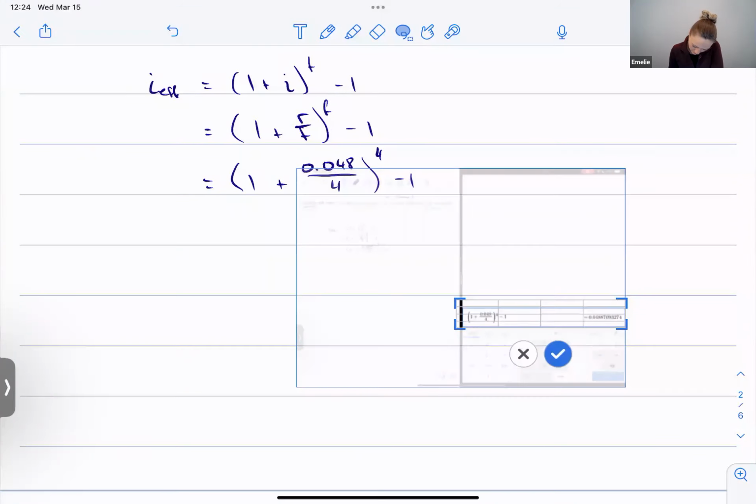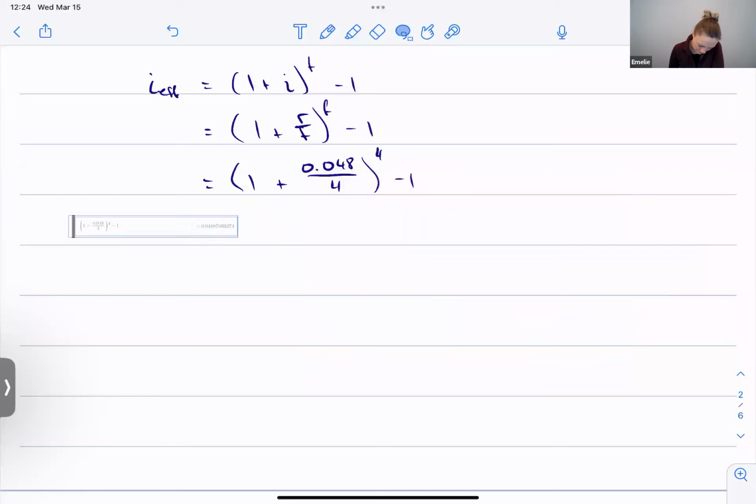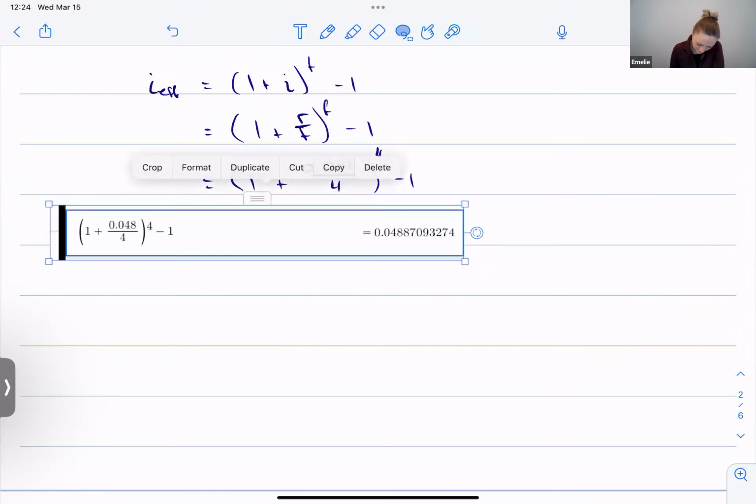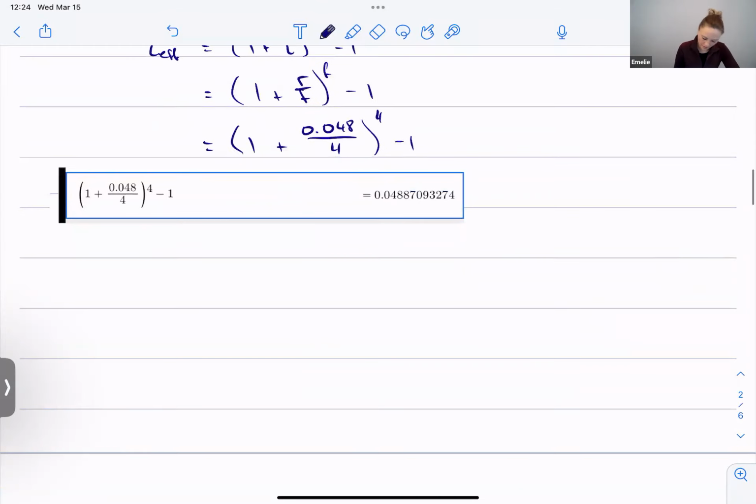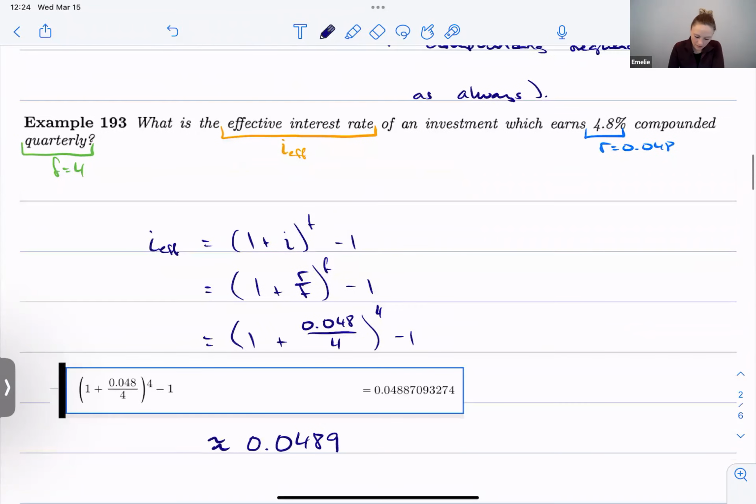Crop this up here. So the effective interest rate is 0.048. Let's go just to 4 decimal places, 9, roughly. Okay. What does this mean?